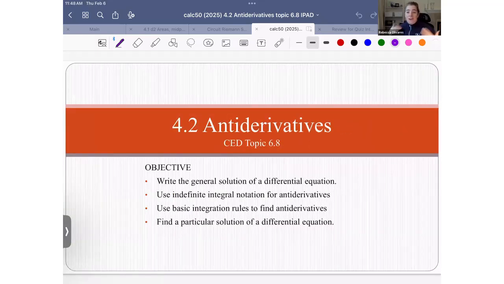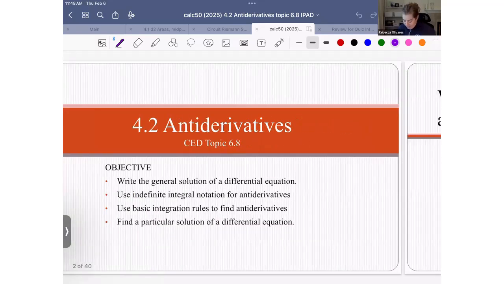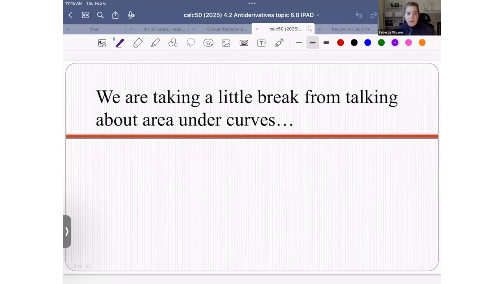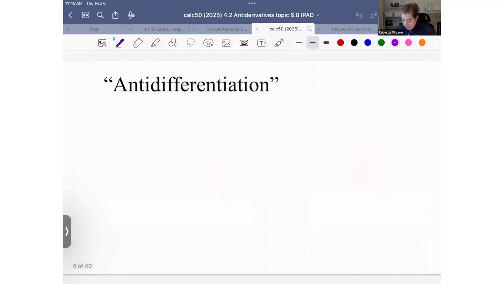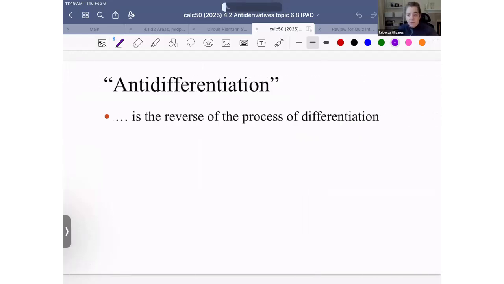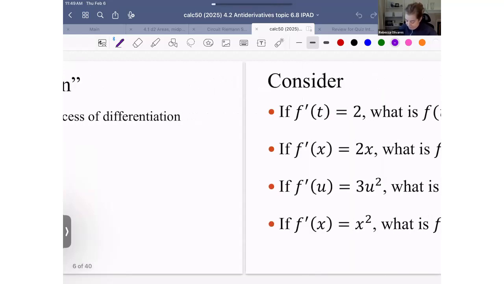Today's the day you've all been waiting for. We're doing antiderivatives. So we're taking a little break from area under curves, and we'll get back to that in the lesson next week after the quiz. But for now, we're going to be talking about anti-differentiation. And as you can imagine, that means the reverse process of differentiation. So we're basically working backwards.